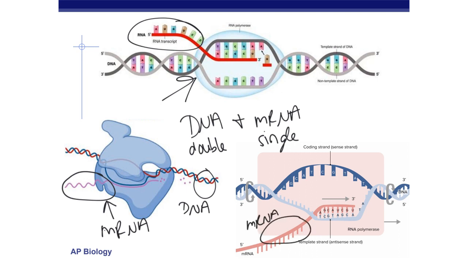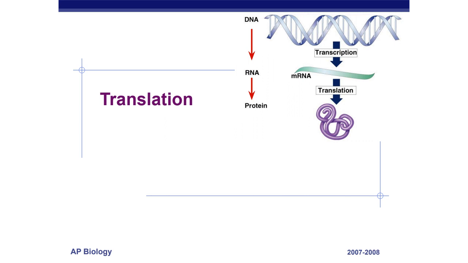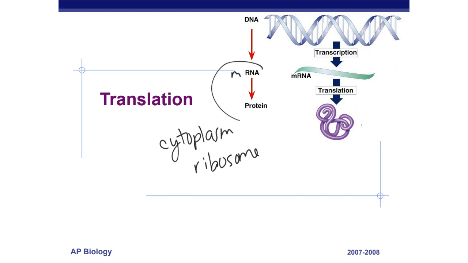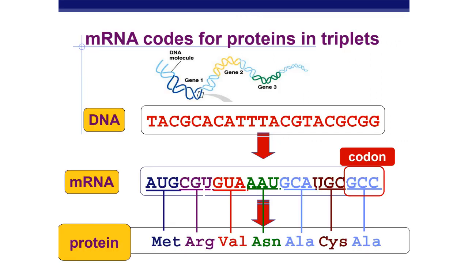Okay, so let's shift gears a little bit to translation. So translation is the second portion of the central dogma, taking that mRNA and completely turning it now into a protein. This is going to take place out in the cytoplasm using those ribosomes. So the DNA is no longer part of this anymore. This is taking mRNA to a protein. That's the translation portion.